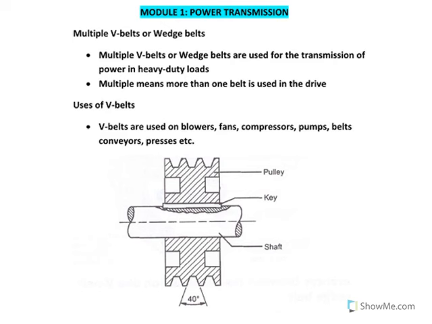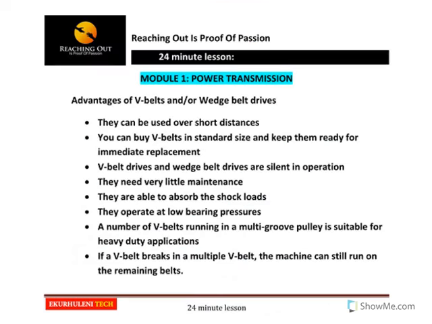Now, let us look at the multiple V-belts or wedge belts. Multiple, I think you understand the word multiple means many. Now, these multiple V-belts or wedge belts are used for the transmission of power in heavy-duty loads. The multiple means more than one belt is used in the drive. Where do we use these V-belts? These are used in blowers, fans, compressors, pumps, conveyors, and presses. That's where you can find the V-belt, and this is an example of a multiple V-belt.